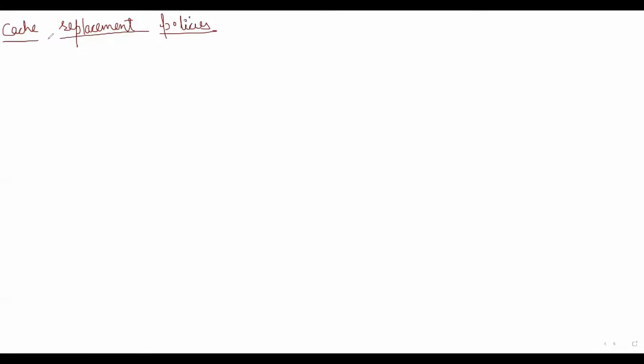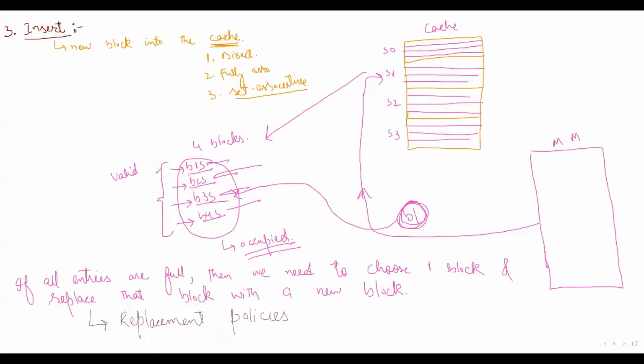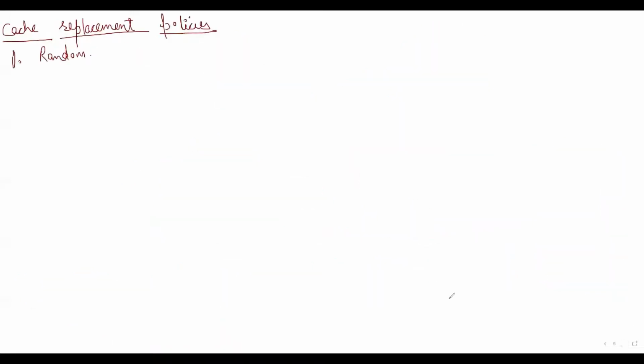Okay. Let's see few. The first is random. Random means, so this random is saying that take any one of these four randomly, okay, and replace that particular block. So what it is saying, take any block randomly and replace with new data. So this is random replacement policy.